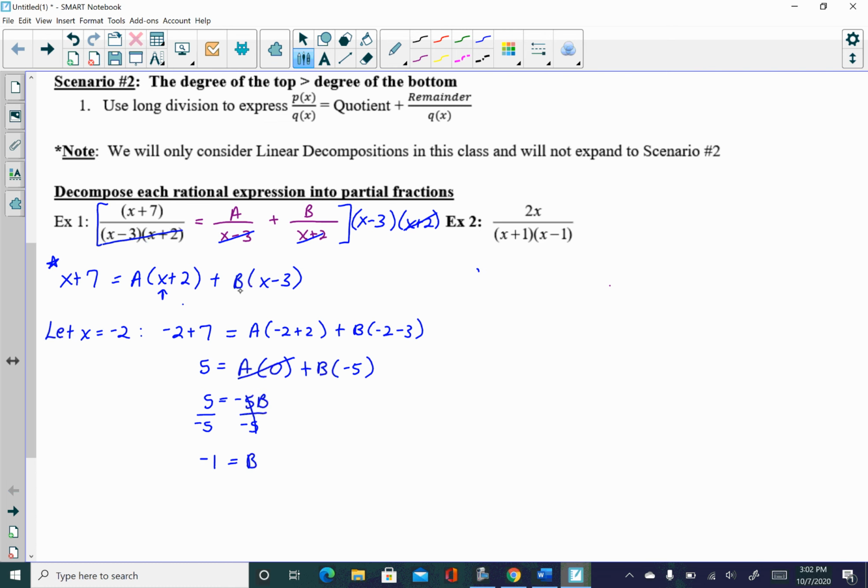So now we need to find our A. So now we need to ask ourselves about this second parenthesis, what do I let x equal here so that this parenthesis will turn into a 0? And hopefully you agree, I let x equal 3. Go back to this starred form. Everywhere you see an x, you're going to plug in 3. So I have 3 plus 7 equals A parentheses 3 plus 2 plus B parentheses 3 minus 3.